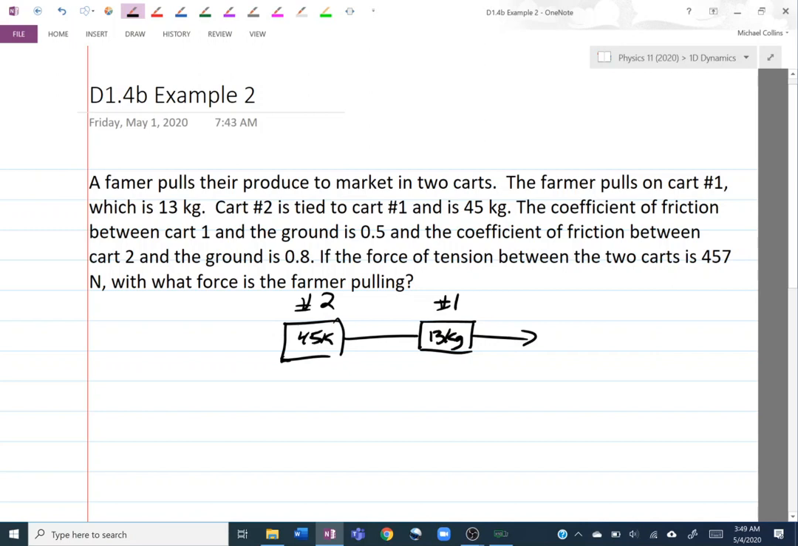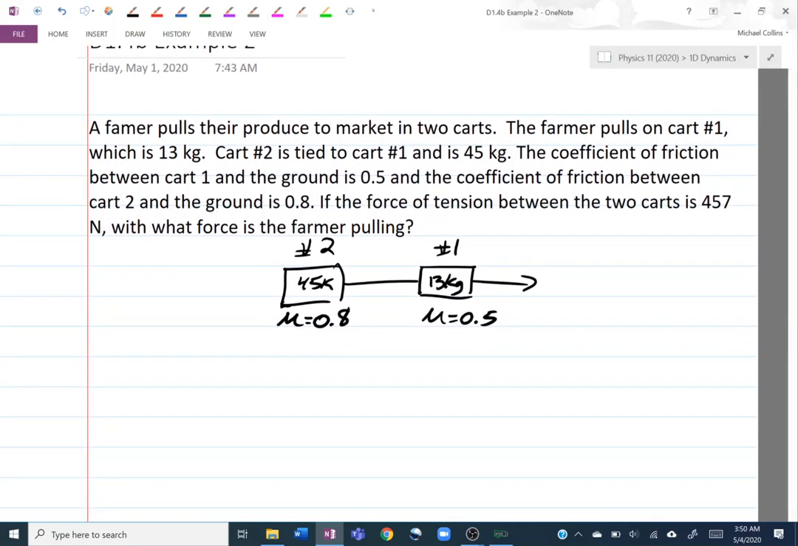Cart number 2 is 45 kilograms. The coefficient of friction between cart 1 and the ground is 0.5, and the coefficient between cart 2 and the ground is 0.8. If the force of tension between the two carts is 457 newtons, with what force is the farmer pulling? So I think I've got all of the important details out of the question. If I don't know for sure yet, I would read it again, but I'm not going to put you guys through that. So what I'm going to do now is take this quick sketch I did and turn it into a free body diagram.